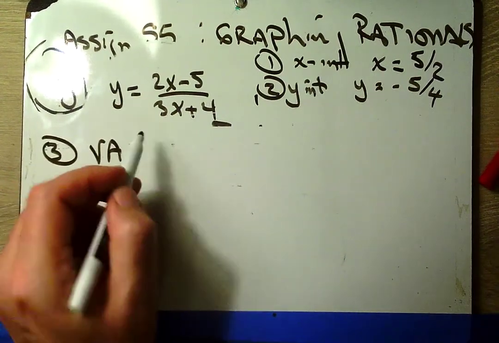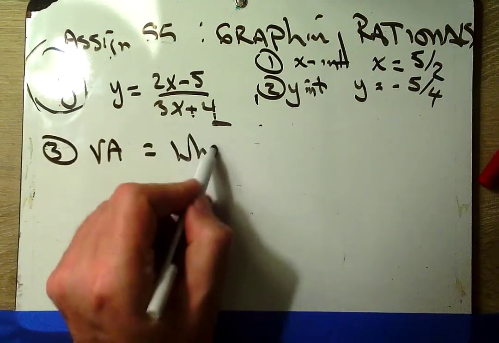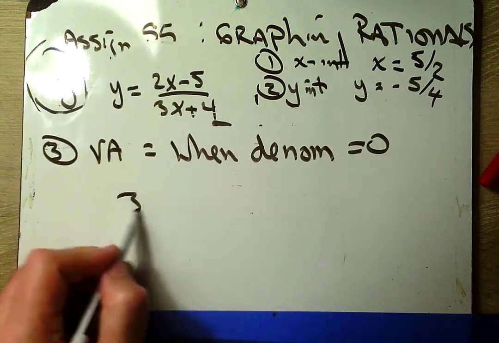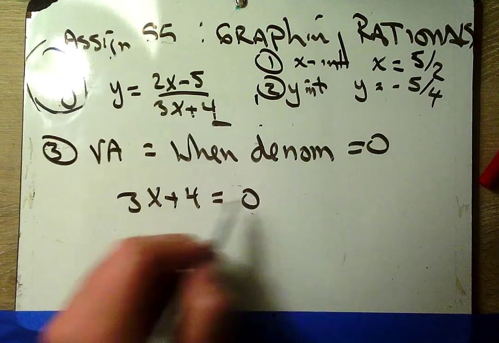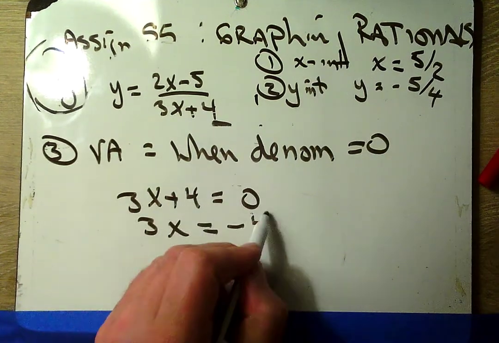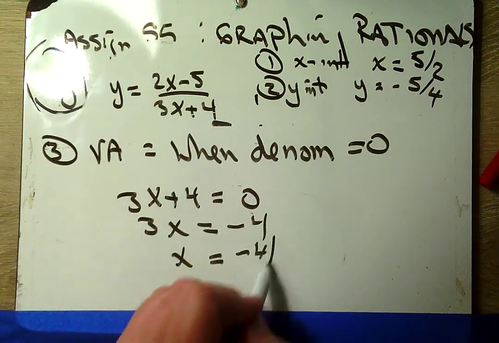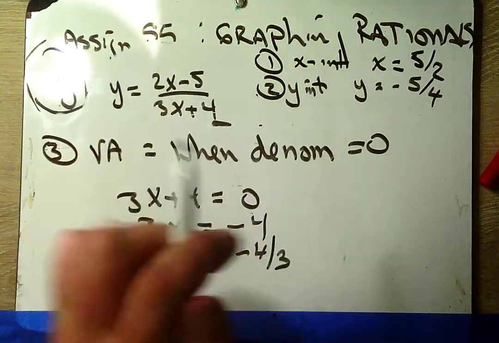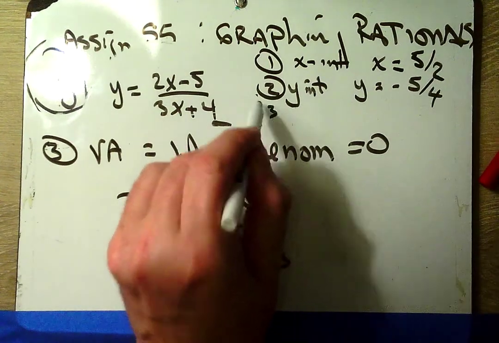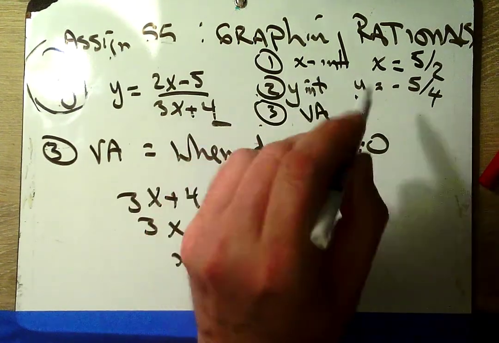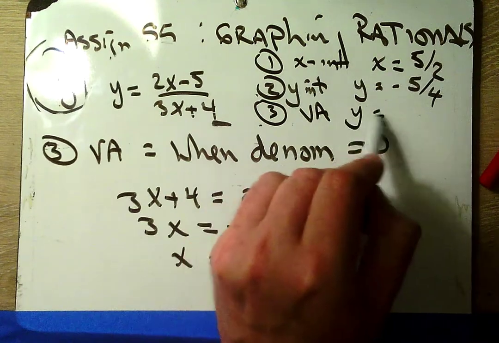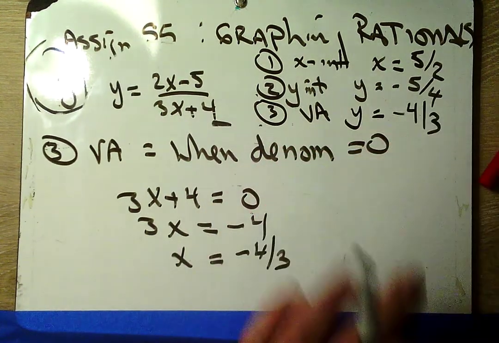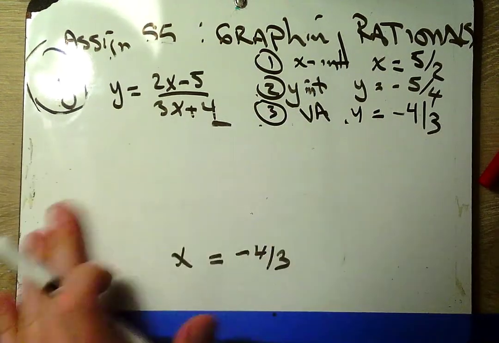Vertical asymptote when denominator equals 0. 3x plus 4 equals 0. 3x equals negative 4. x equals negative 4/3. Nice. It is possible, yes, to have more than one vertical asymptote, and we will definitely explore that. Negative 4/3.